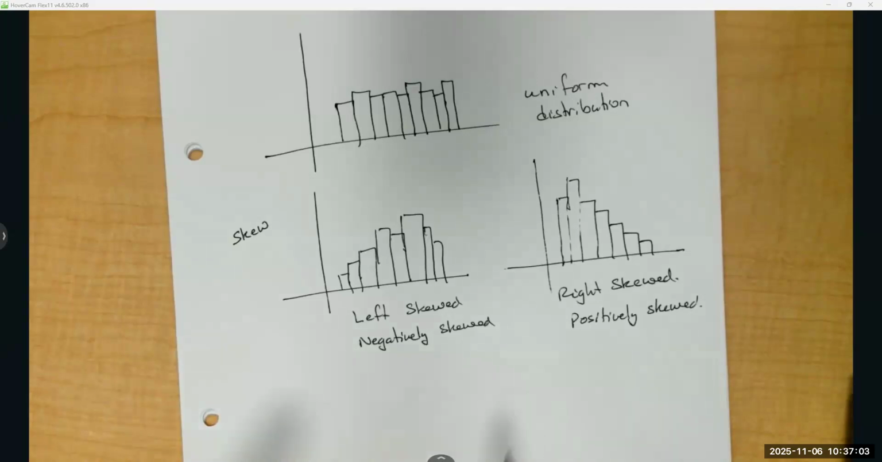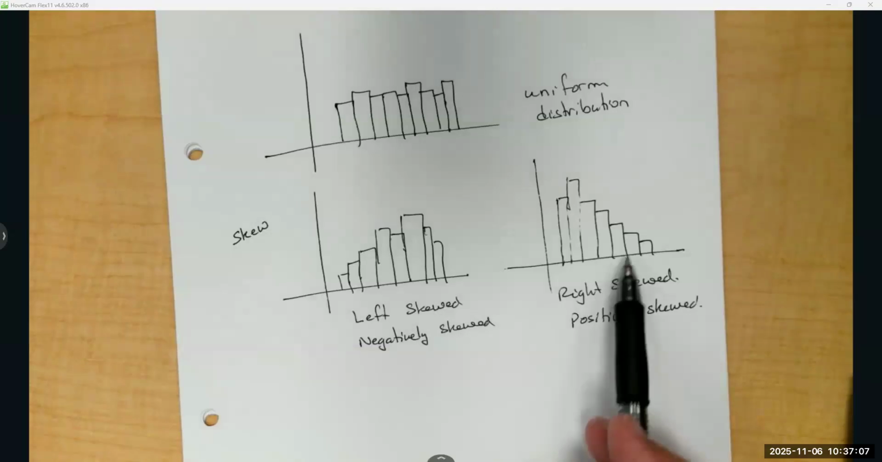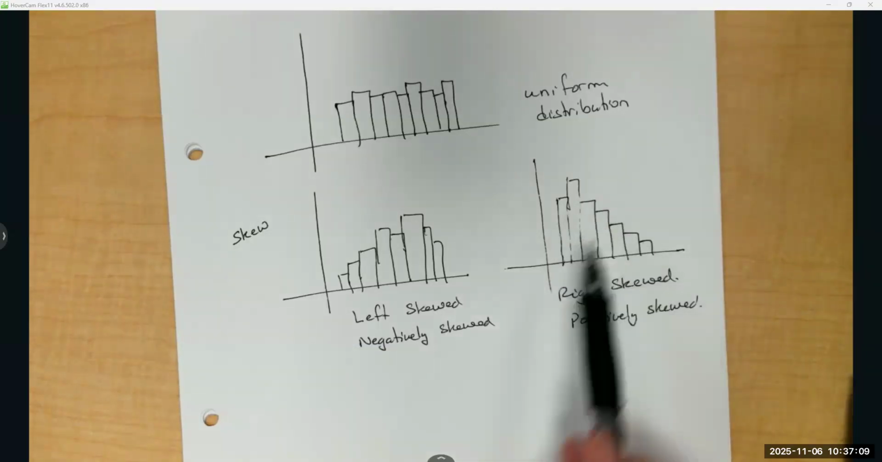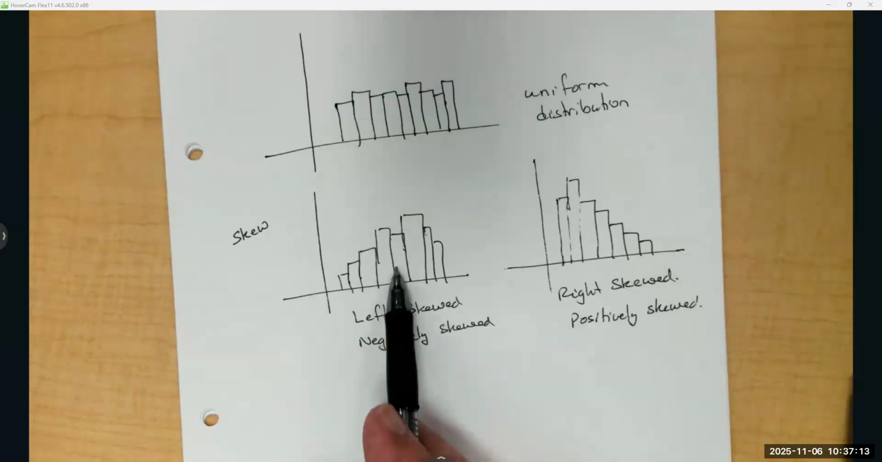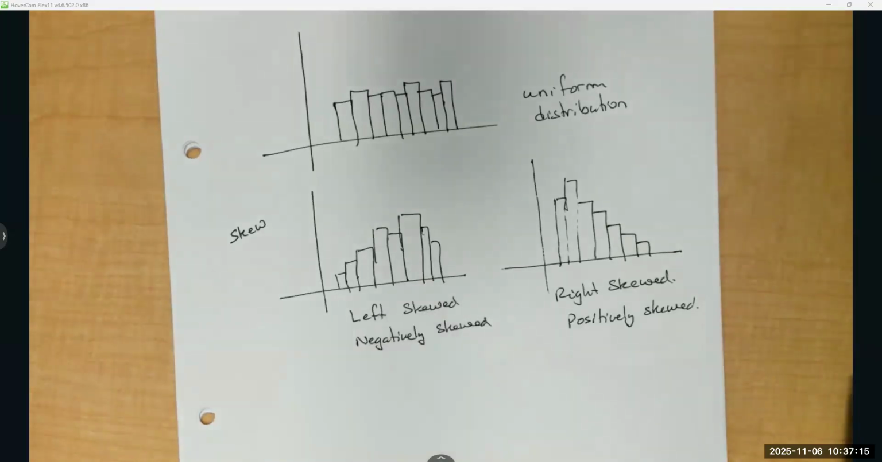The reason I put it this way is think of your feet. What foot looks like this? Your left or your right foot? It's right skewed. Your left foot is it, so it's left skewed. Just think of it that way. Just think if you put your feet over it, what side is it skewed on?